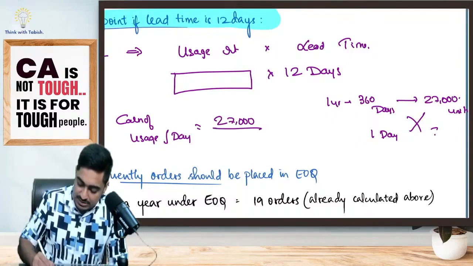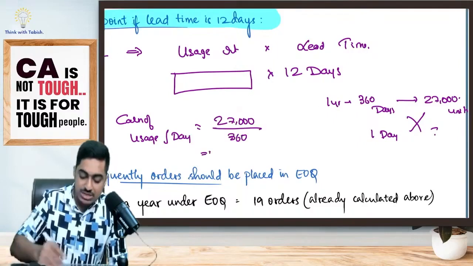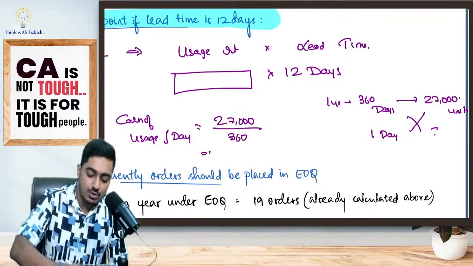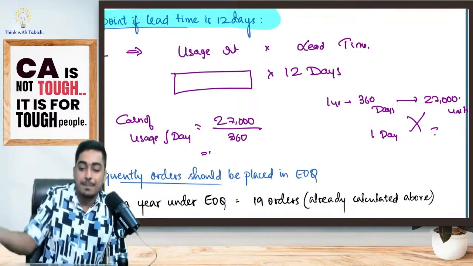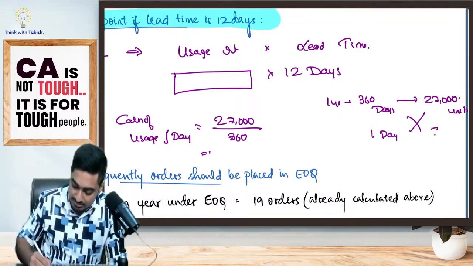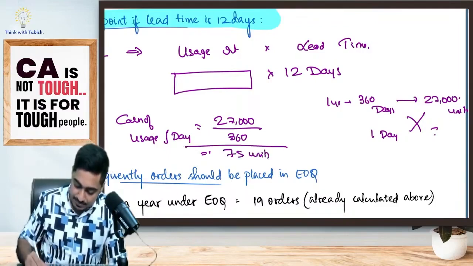27,000 divided by 360. This concept is not over. Don't worry, I am just doing the calculation and keeping it here because I cannot come back again. I might sometimes forget it. Okay? So it is 75 units per day.